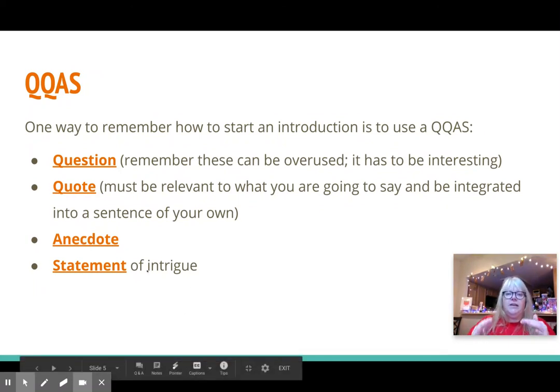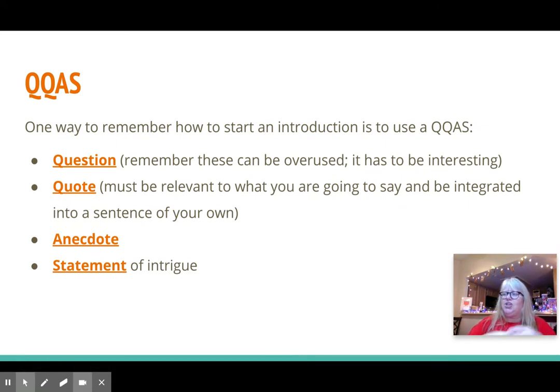Or you can use a statement of intrigue. So a shocking or interesting sentence, something like, after 9/11, 75% of marriages failed. I made that up. Don't use that. But, something. You could say something about immigrants finding it hard to find their place in a new city. I think that's true with Martha, and that might be a statement of intrigue. So that's the QQAS method for starting off an essay.